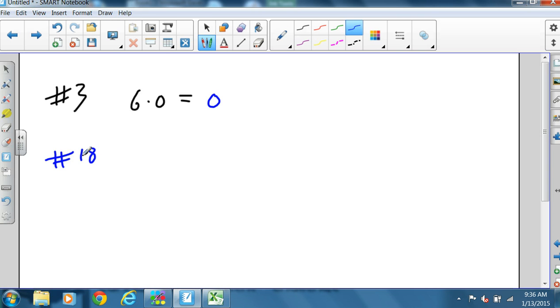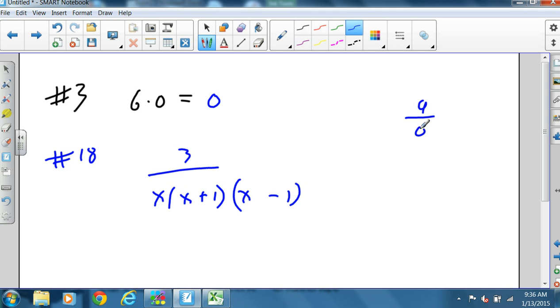Find the value of x that makes it meaningless. Okay, so 3 over x, x plus 1, x minus 1. The definition of meaningless is I have something divided by 0, right? That being the case, x would be equal to 0. When x is 0, this is meaningless. X could be -1. When I have -1, I'm dividing by 0. It becomes meaningless. X could be 1. It'd be meaningless. So it goes back to the definition of meaningless.